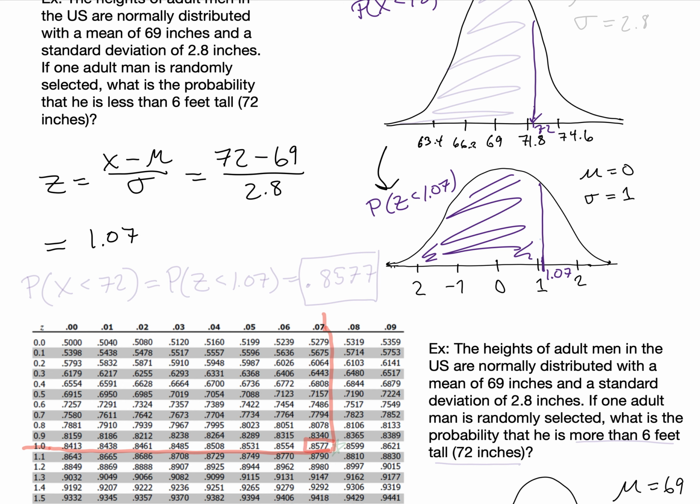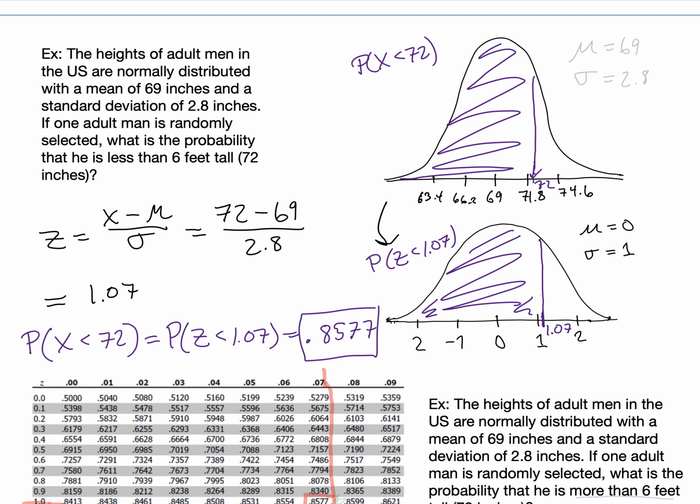0.8577 is our probability. So the probability that x is less than 72 is equal to the probability that the z-score is less than 1.07, and we found using the table that that's equal to 0.8577. So that is our probability right there. And again, the shaded purple area for the probability that x is less than 72 is equal to the shaded purple area for z being less than 1.07.